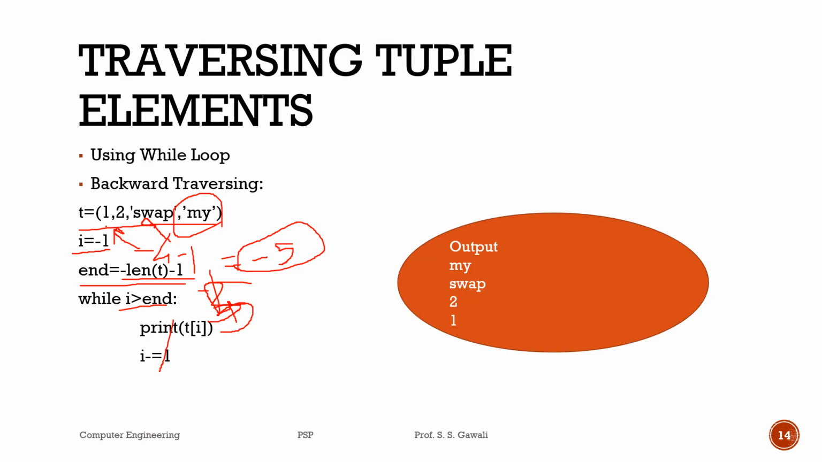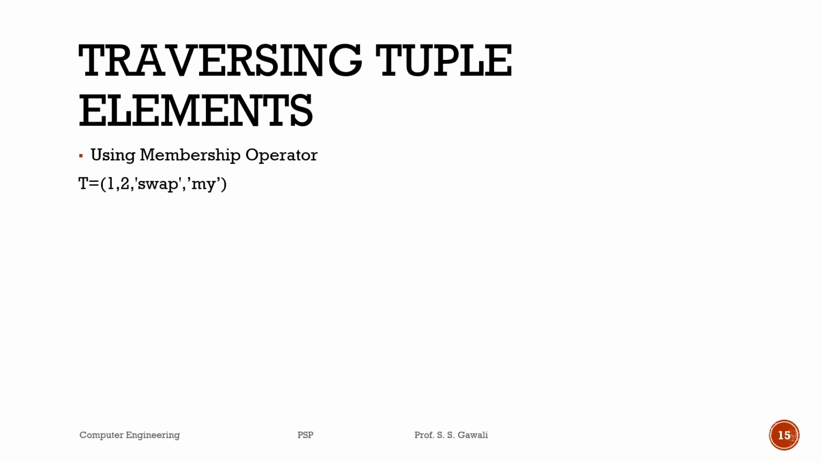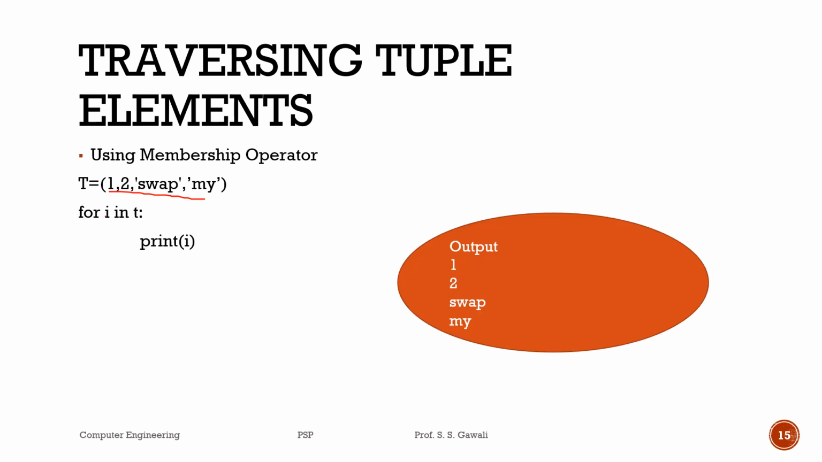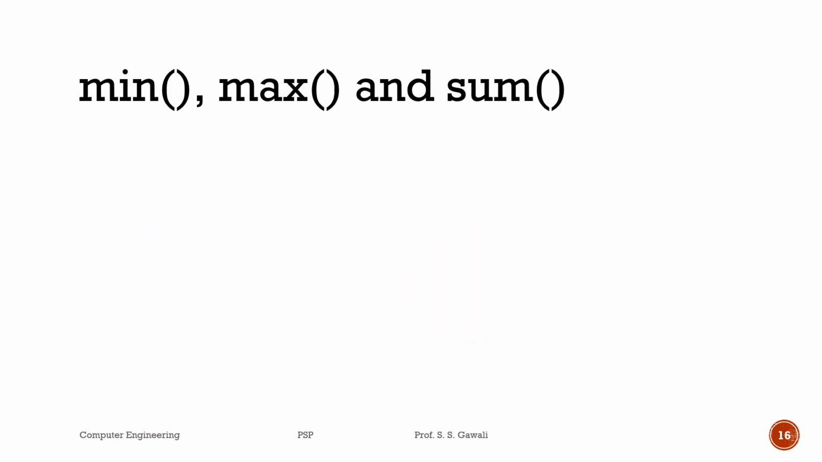So what is the answer here? My swap 2 and 1. So membership operator means in operator. For this in operator, this I is nothing but the element present in the tuple. So the first time I value is 1, second time 2, third time swap, and the fourth time my. So that I means 1, 2, swap and my. So look at your output. This is very interesting, and this is only in Python. For I in T, it's going to iterate all the elements present in the tuple.